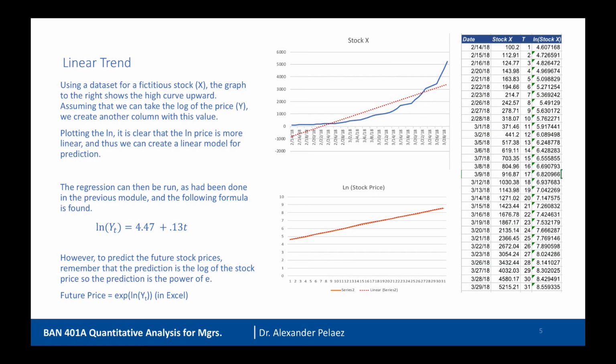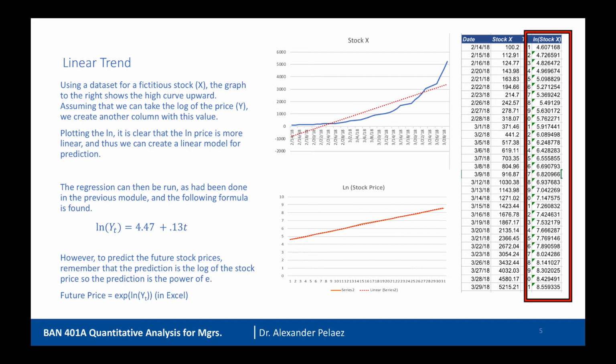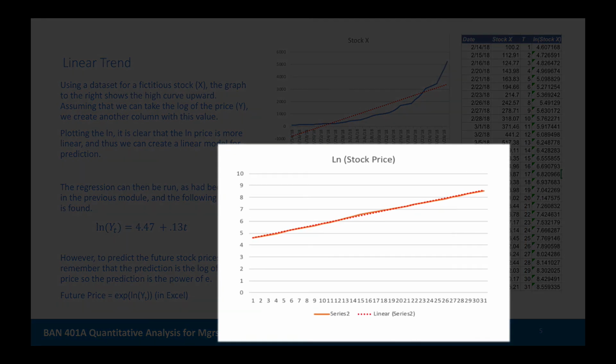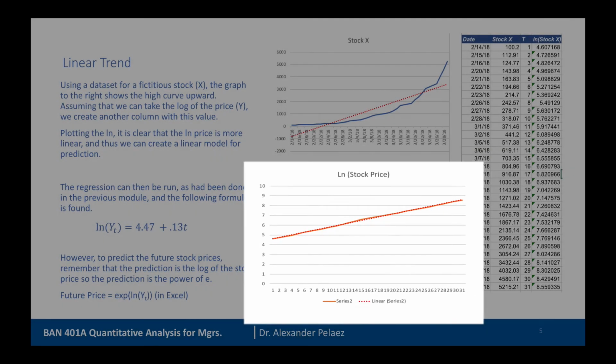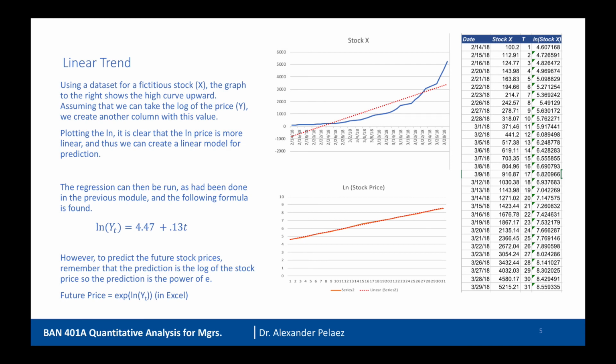So using a data set for a fictitious stock, the graph to the right shows the high upward curve. Assuming we can take the log of price y, we can create another column with this value. If we then plot the log, it's clear that the log in price down below is linear, and so therefore we can create a linear function associated with it, and that's the second graph below. When we run regression on this, using the log of yt as the predictor variable, we would end up with an equation that's 4.47 plus 0.13t.